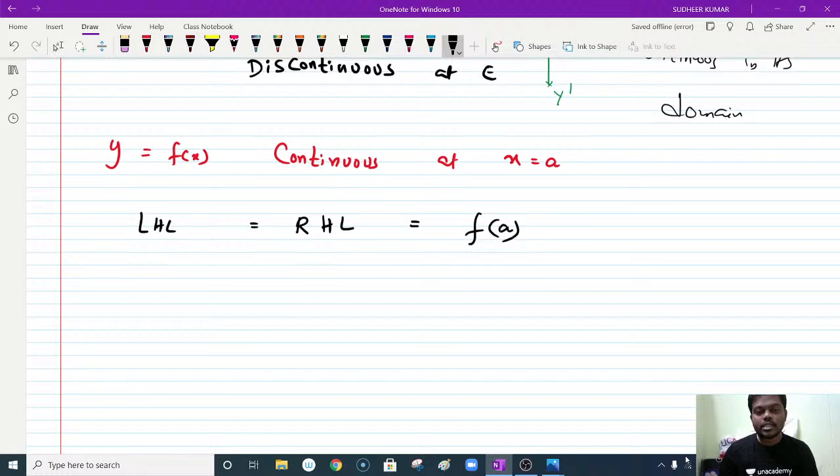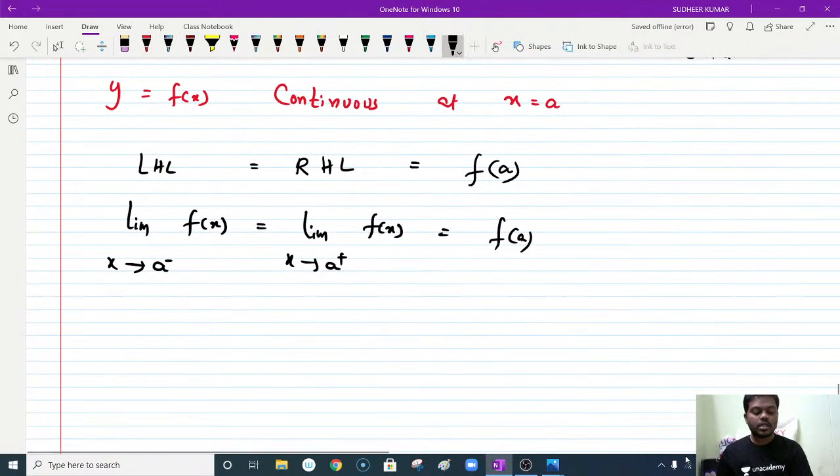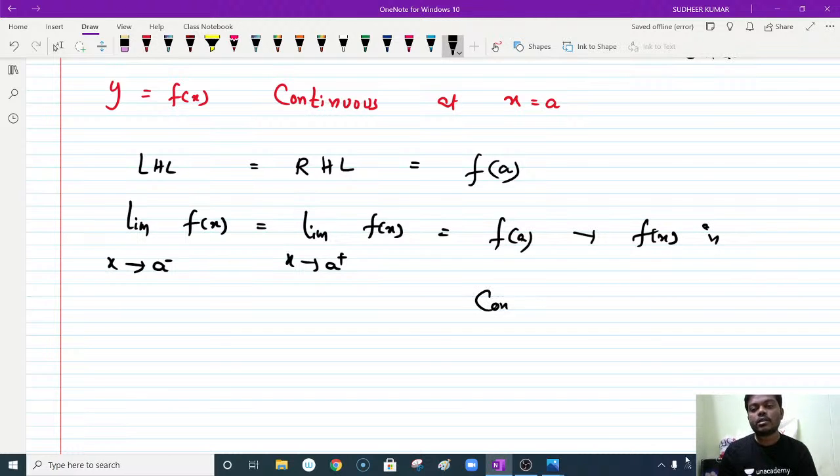So LHL is denoted by limit x tends to a minus f of x, and RHL is limit x tends to a plus f of x, equal to f of a, right? Suppose if this condition is satisfied, then we will say that f of x is continuous at x equal to a.